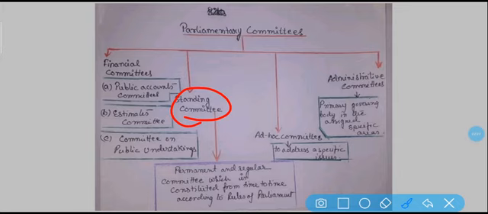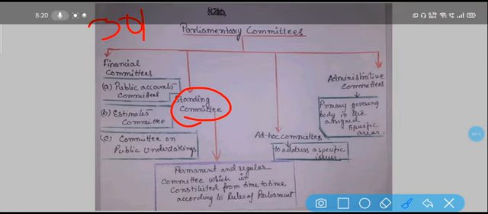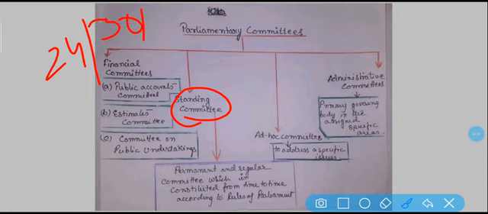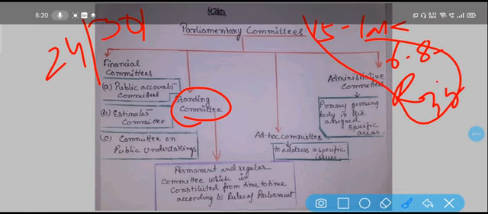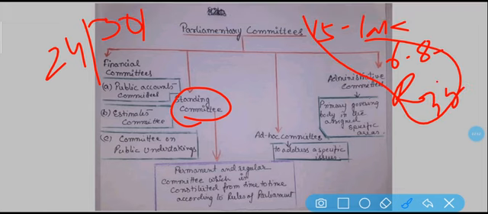In the Lok Sabha, it has a total of 24 to 30 members. Okay, 24 to 30 members it has in the standing committee. Among that, 15 members are from the Lok Sabha, and almost 6 to 8 members come from the Rajya Sabha. So in this way they make up the standing committee.